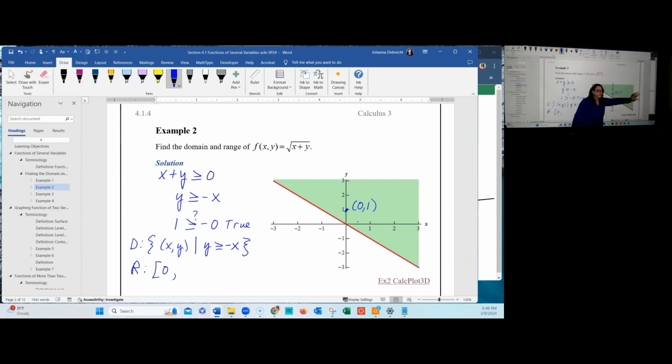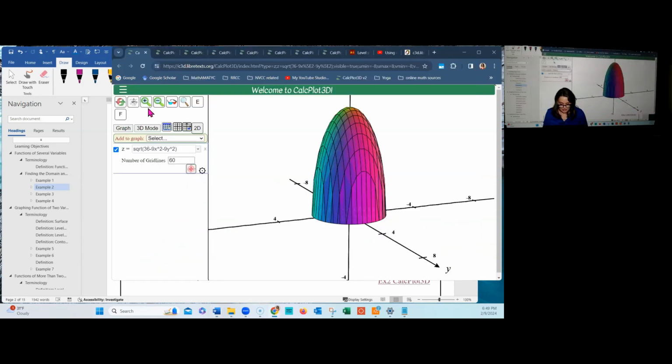X goes to the right forever and y goes up forever, which means that I have infinity plus infinity. So I definitely can go to infinity. So my range is closed 0 to infinity. And let's take a look at what this one looks like out here in our space.